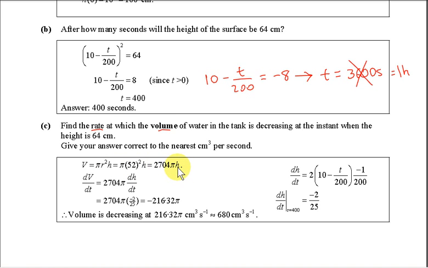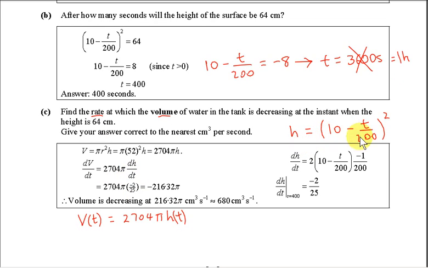h, however, is a function of time. So we could write V like this to emphasize that V is a function of time. It's just a constant 2704 pi times h, where h is a function of time. We want dV/dt, as I mentioned earlier, so we have to differentiate this with respect to time. So the 2704 pi is just a number, just a constant, we leave it to one side, and we just differentiate h with respect to time. And that's how we get dV/dt. Now, what is dh/dt? Well, we know how h varies with time.